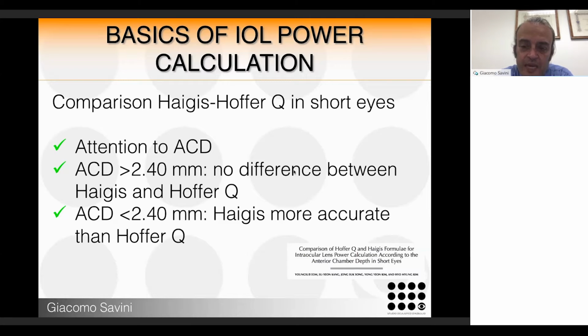A clear demonstration comes from this paper that compared the Haigis and the Hoffer Q formulas in short eyes. And what did they find? They found that if the preoperative ACD is higher than 2.4 millimeters, there's no difference between the Haigis and the Hoffer Q formula. But when the ACD, that is measured from the corneal epithelium to the anterior surface of the crystalline lens, is lower, the Haigis becomes more accurate than the Hoffer Q. Not a surprise. ACD is a parameter to estimate the lens position in the Haigis, while the ACD is not used by the Hoffer Q. So for the Hoffer Q, a 21 millimeter long eye with an ACD of 3 or 2 millimeters is the same. For the Haigis, not.